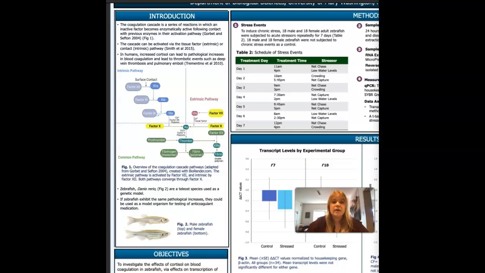Like in mammals, all coagulation factors are found in both blood and liver cells, and the coagulation cascade in zebrafish is activated by both intrinsic and extrinsic pathways. This high similarity indicates zebrafish are a suitable model organism for research on hemostasis and thrombosis generation.